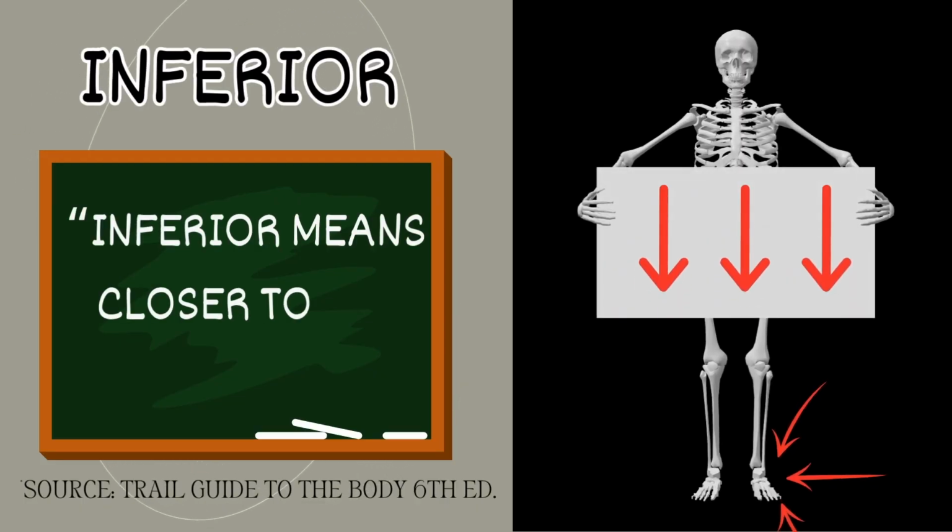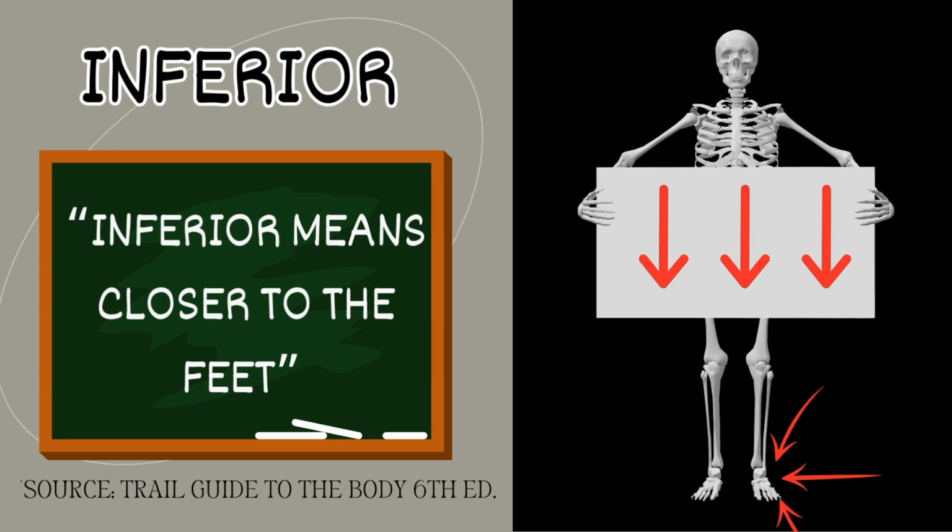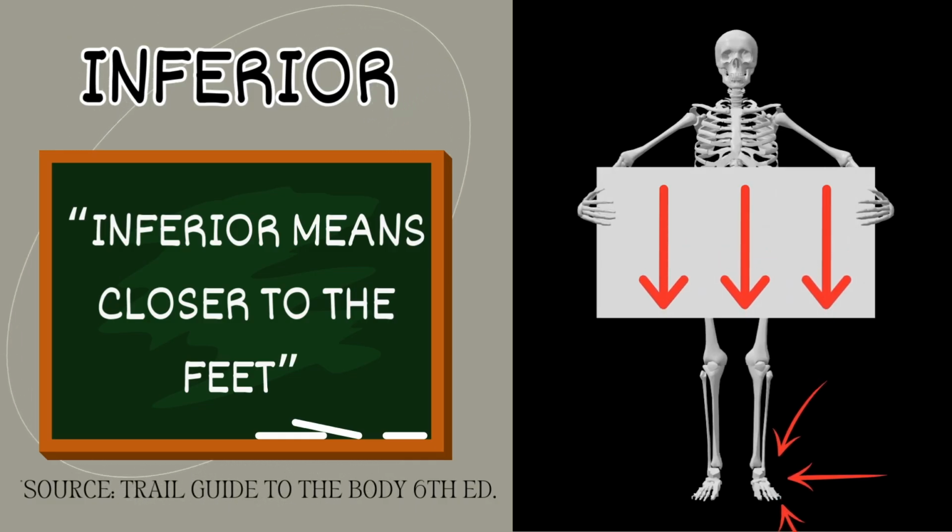And then opposite to superior is inferior, anything moving down closer to your feet or anything located closer to your feet. So your knees are inferior to your pelvis, your knees are inferior to your heart.